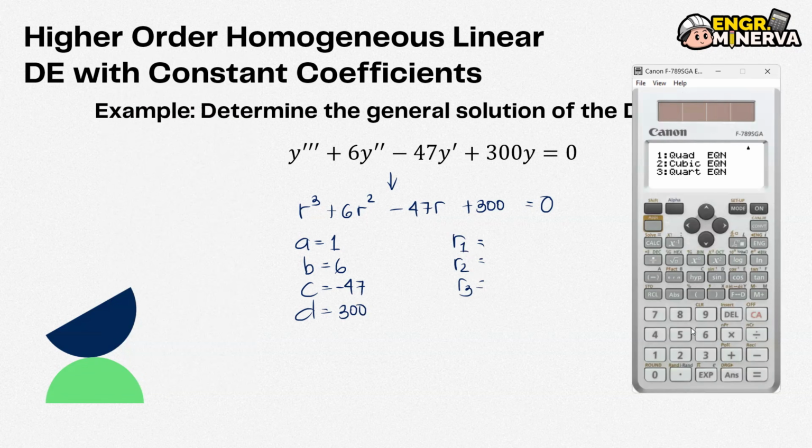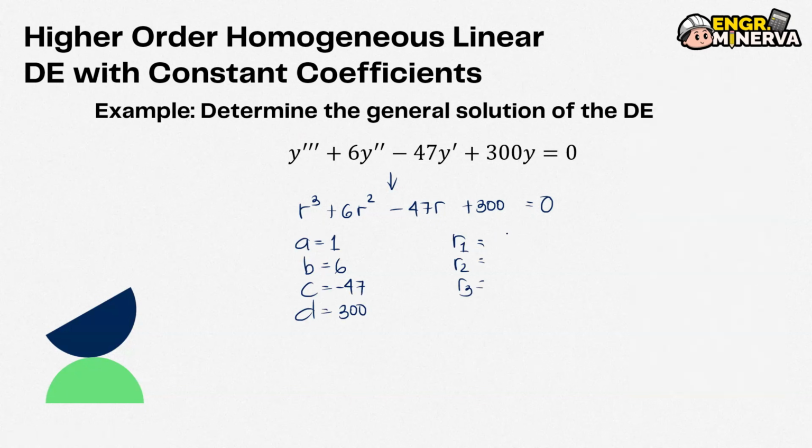That is 1, 6, negative 47, and 300. So that is negative 12, 3 plus 4i, 3 minus 4i. Okay, again, negative 12, 3 plus 4i, 3 minus 4i. And these two roots would now combine into R2 and R3. This would now be 3 plus minus 4i.